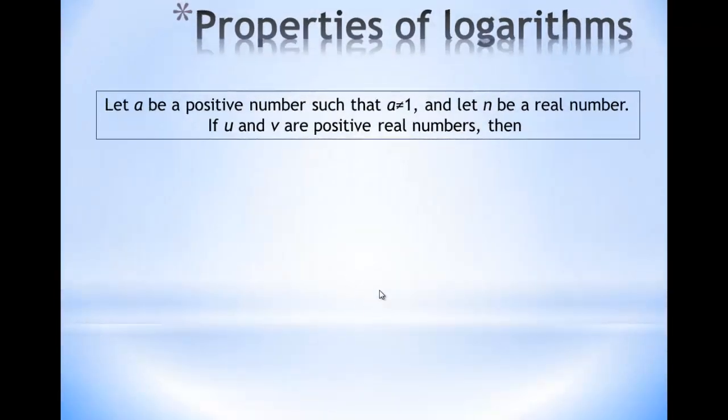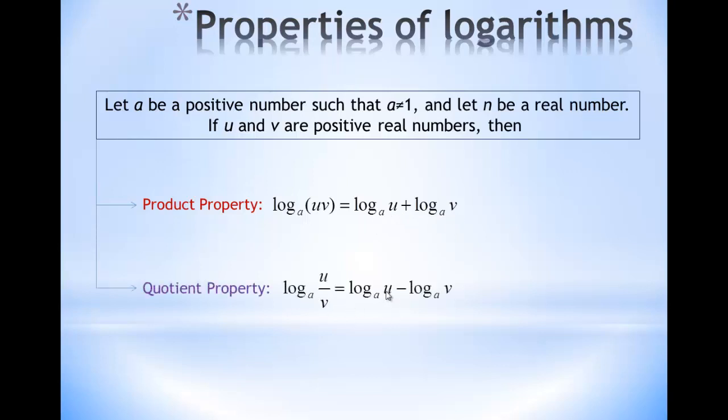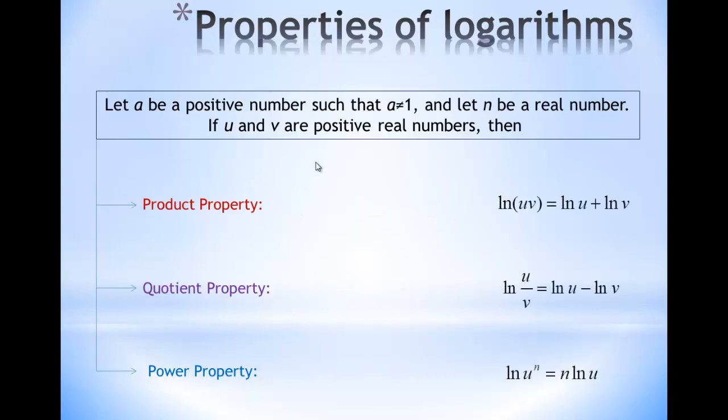Here are some other properties of logarithms that, if you're not aware of them now, you will learn them. Make sure you understand them. We have the product property. If I have log base a of a product, u times v, I can split that up as log base a of u plus log base a of v. I have a quotient property where the addition is switched with a subtraction sign, and I have the power property. I can also do the same thing with my ln's here.